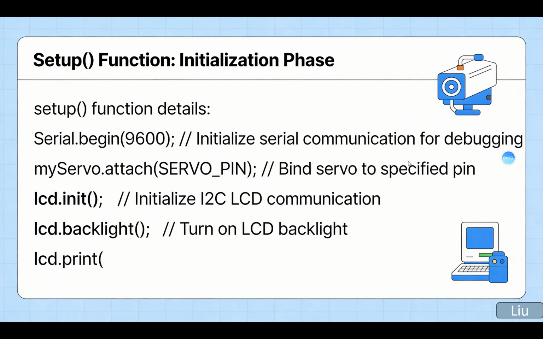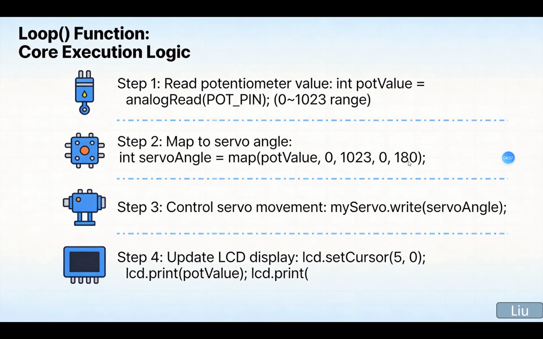The setup function, initialization phase, setup function details. We use Serial.begin with 9600 baud rate, and initialize serial communication for debugging, and we bind the servo to the specified pin. And then you can see the loop function, the core execution logic.